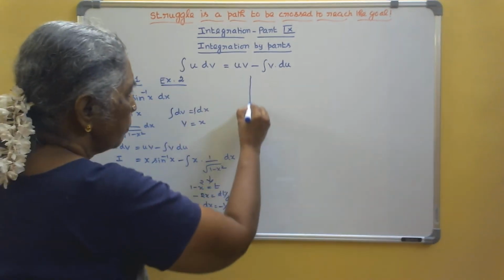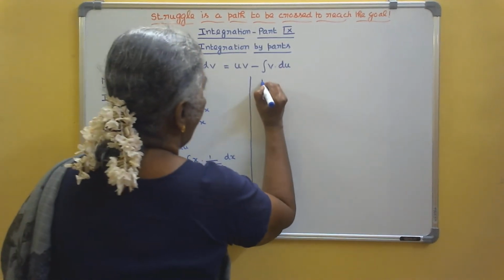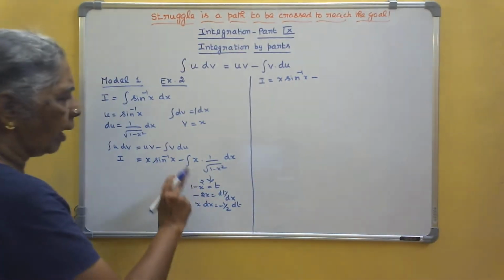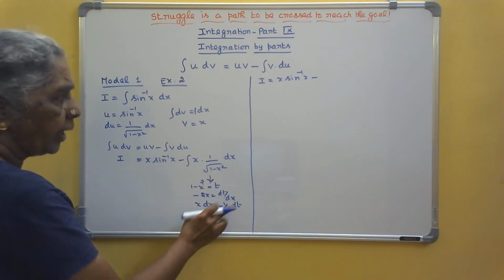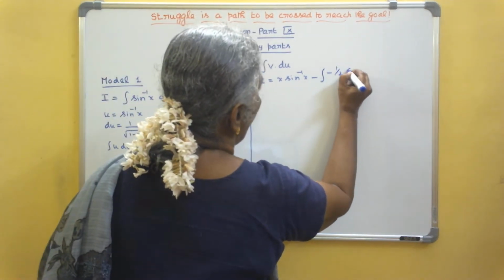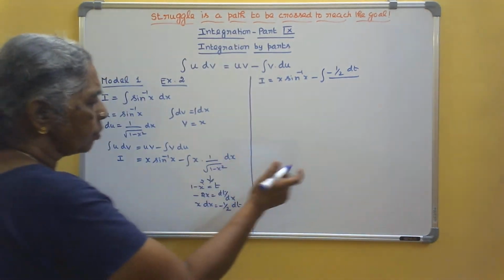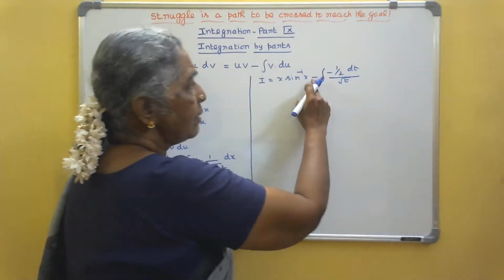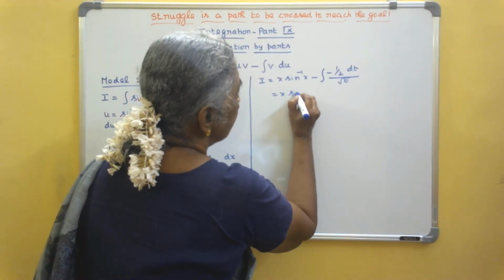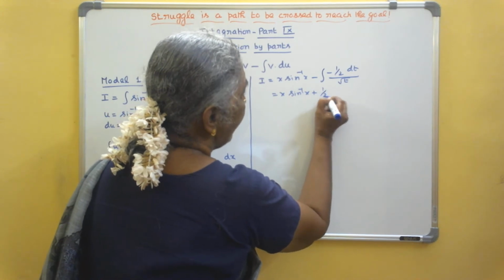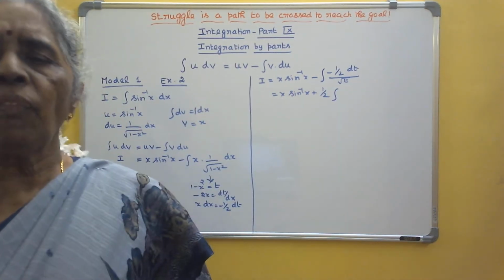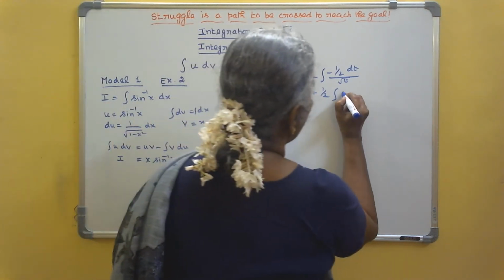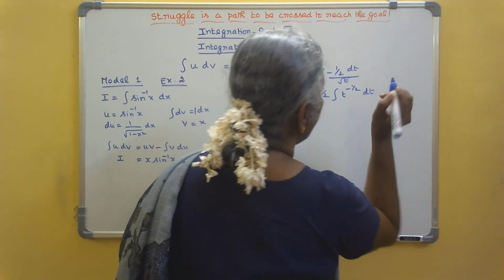So now, let me write I is equal to, I will write the first part as it is. Now the second part, the x dx, that is going to become minus 1 by 2 dt. The denominator is going to become root t. Okay. So now this minus into minus will become plus. So let me write a plus and take the half. Root t, if I take it to the numerator, that will become t power minus half. Okay. So I will write t power minus half dt.